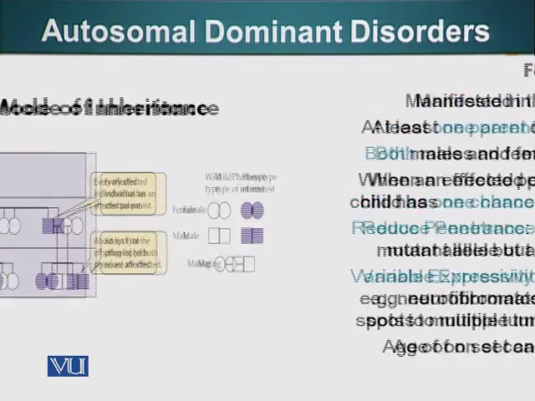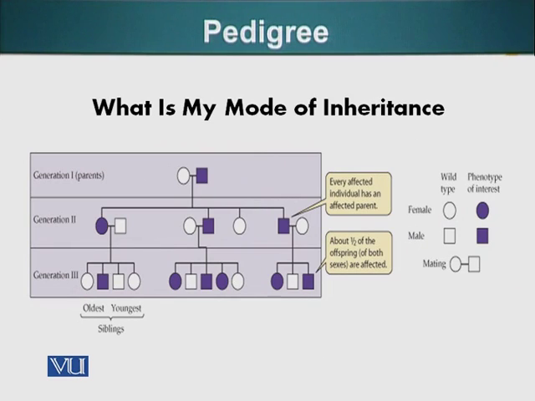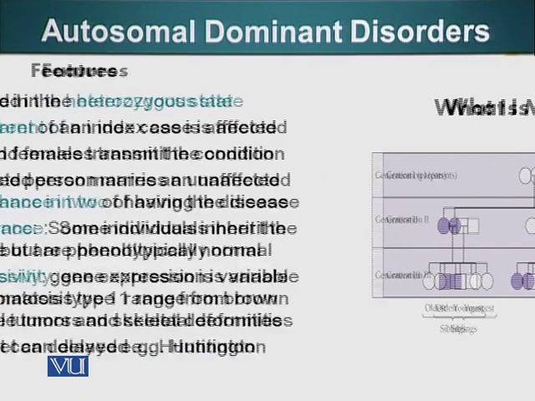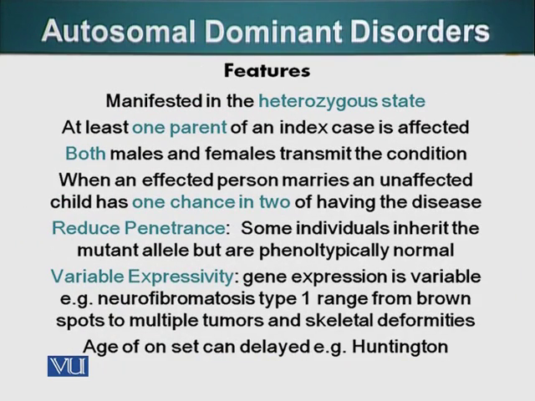I will show you the previous slide. Here is our previous slide. You can see at least one parent is affected. And both males and females can transmit the condition. I showed you that in the previous slide; you can look at it there at your leisure. When an affected person marries an unaffected person, the probability of having the disease is at minimum 1 in 2, a 50% chance.